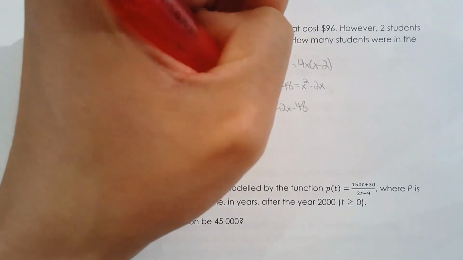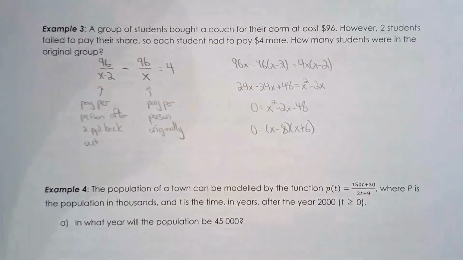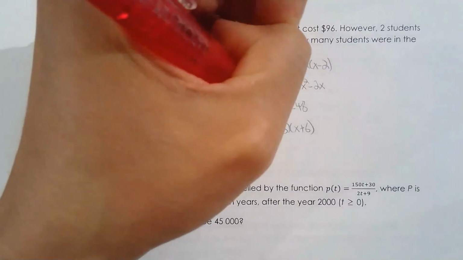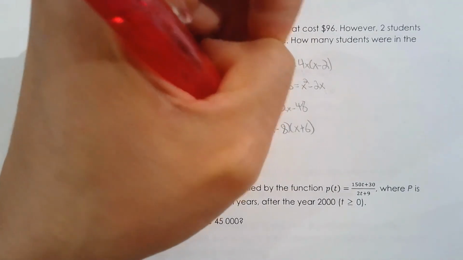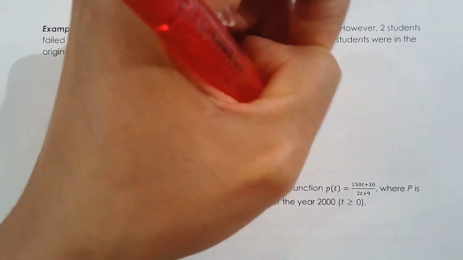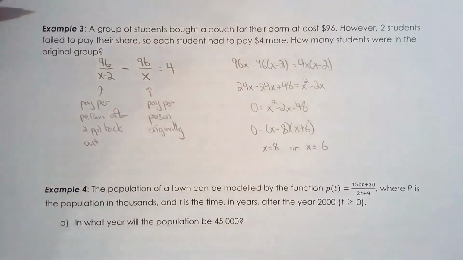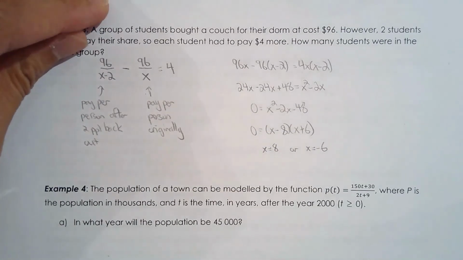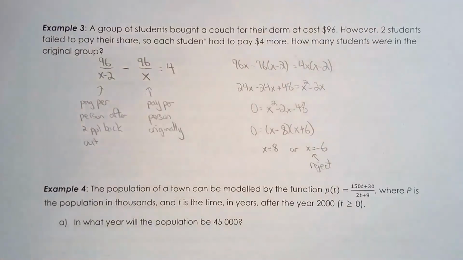8 and 6. So x equals 8 or x equals negative 6. That's based on our zero product property. So one of them does not make sense. We have to reject negative 6. Clearly, I can't have negative 6 people in my group originally.